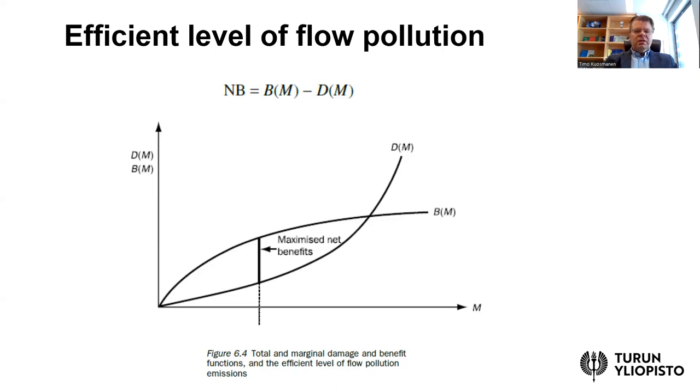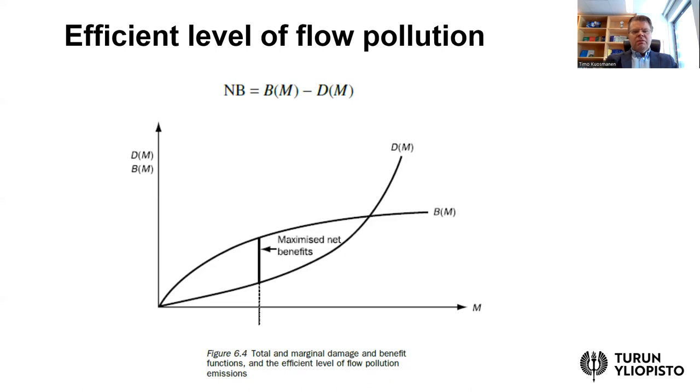So when we plot this benefit function and damage function in the same diagram, in this figure 6.4 taken from the Perman textbook, we have on the horizontal axis the amount of pollution M, and then we have the value of damage function and benefit function on the vertical axis. Think about this benefit function and damage function as somehow converted into monetary terms, for example, in euros. So what is the euro value of the damage function, and what is the euro value of the benefit function? We will discuss later in the course how this kind of economic valuation can be done in practice, but just assume now that the damage function and benefit function are expressed in the same units, for example, euros.